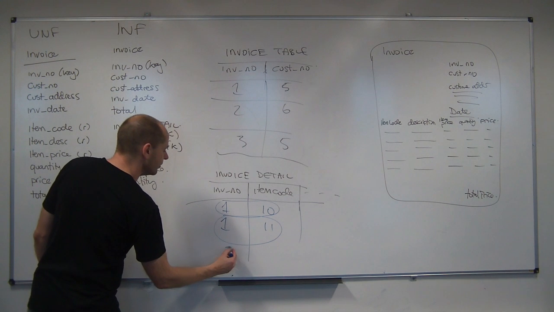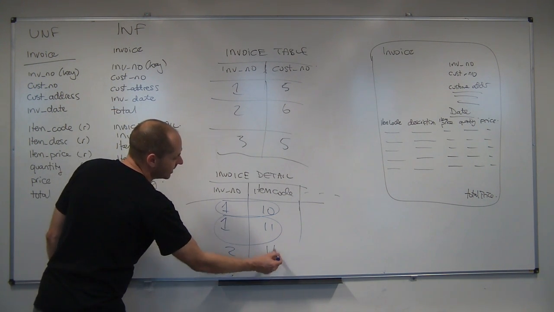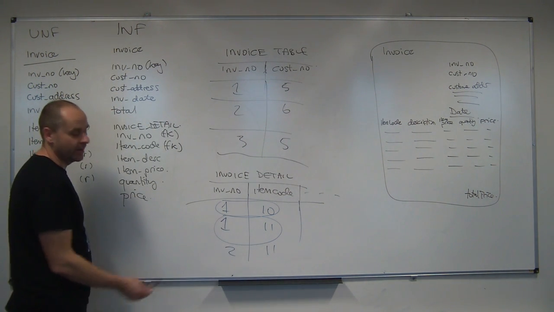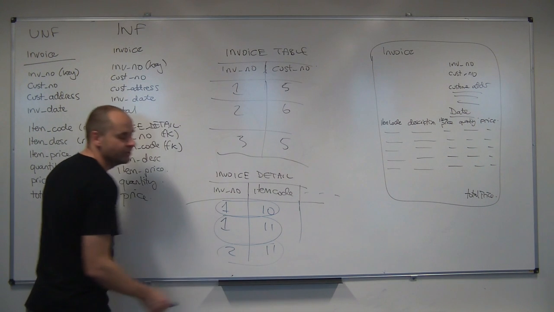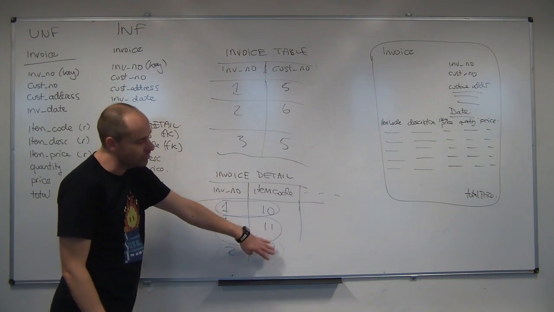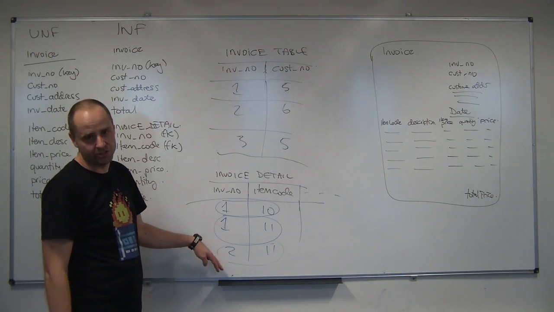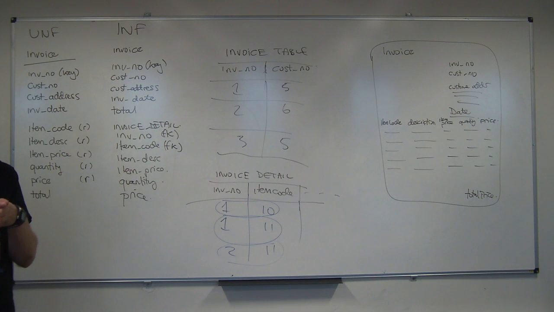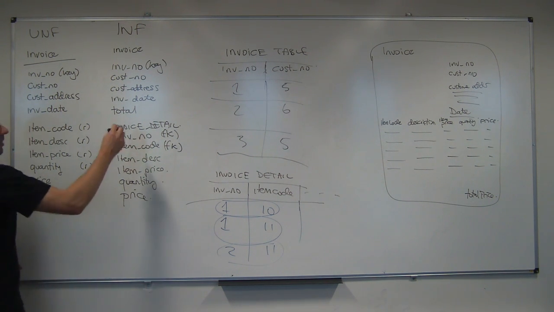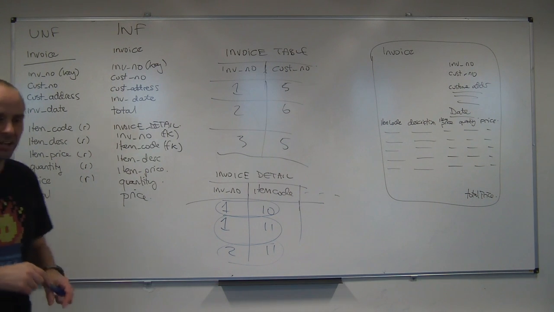So let's have a look at what invoice 2 might have had in it. It might have had an item 11. Okay, but together they're unique. So the code on its own isn't unique and the invoice number isn't. But if I put them together, they become unique. Alright? So I've made a link back to that.